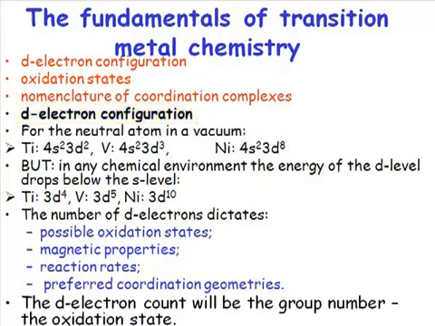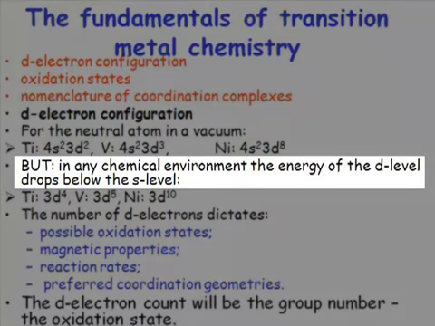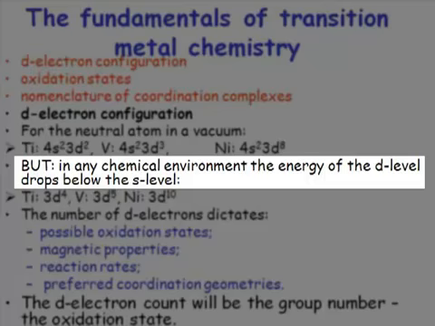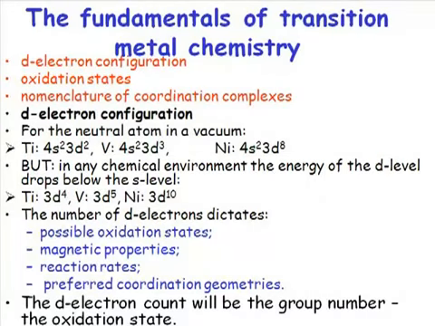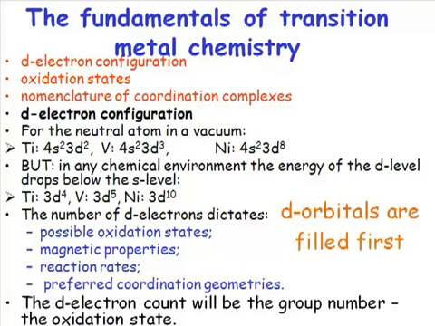If you look at a neutral atom in a vacuum, now I cannot stress this point strongly enough, this is the electron configuration of a neutral atom in a vacuum. And the important point is that in a chemical environment, as soon as you start doing chemistry and come out of that vacuum, the energy of the d level drops below the s level. And because they're lower in energy than the s orbitals, they are filled first. This is a really useful fact.